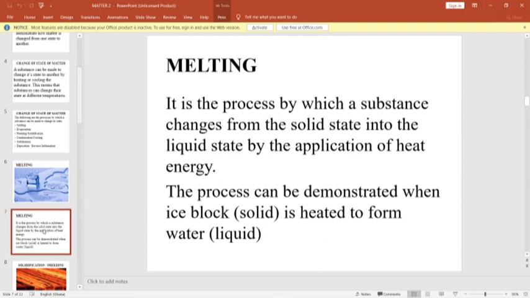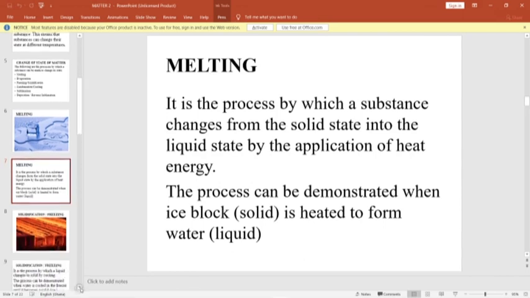Let's go through it once more. We are saying that melting is the process by which a substance changes from the solid state into the liquid state by the application of heat energy. The process can be demonstrated when ice block, which is a solid, is heated to form liquid.